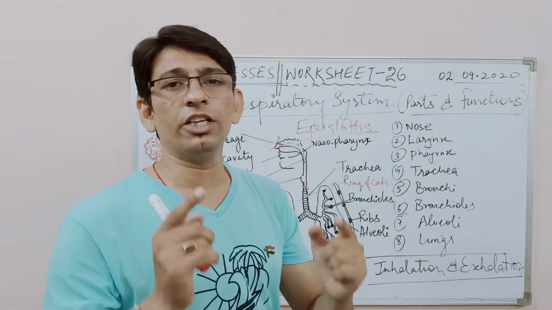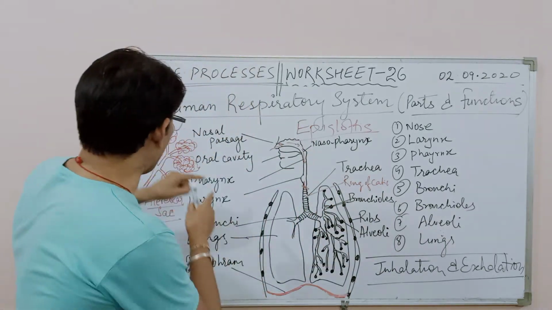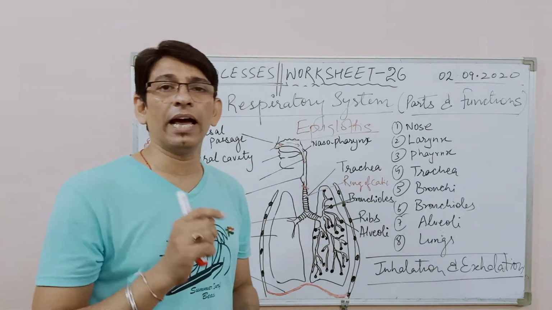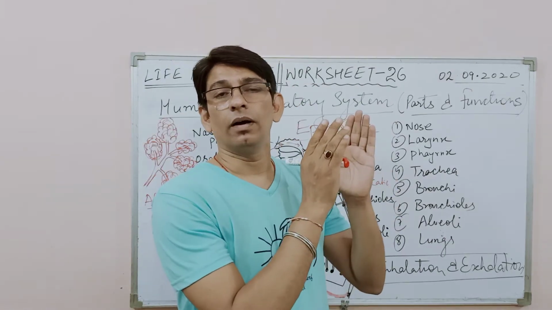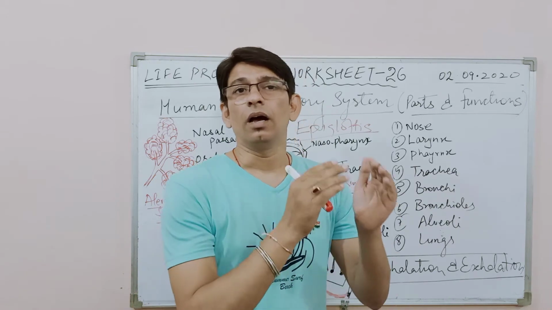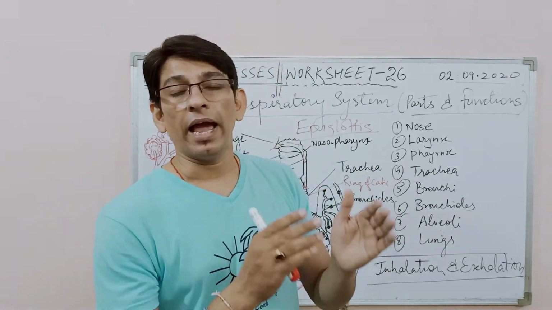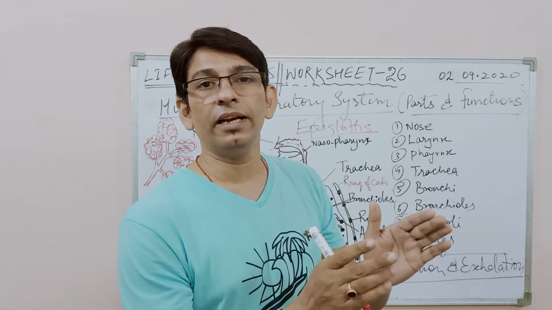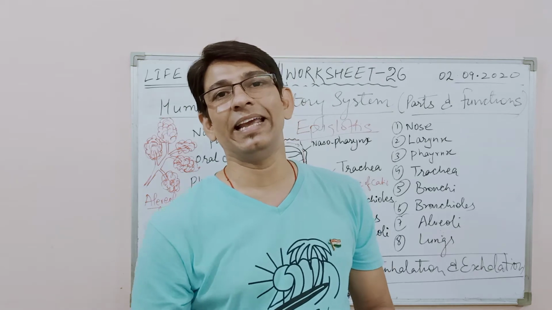Actually, the exchange of gases takes place at the alveolar surface. Means the alveoli, as we have seen in the previous worksheet, a respiratory structure should be lined by blood capillaries, should have a large surface area, and also have a thin and permeable membrane so that easy diffusion of gases can take place.